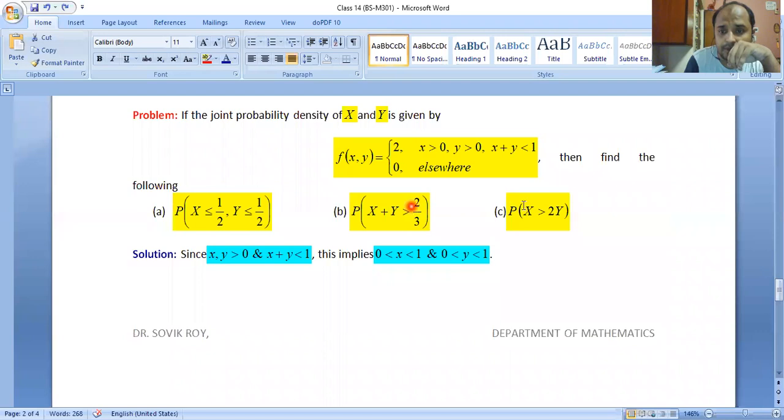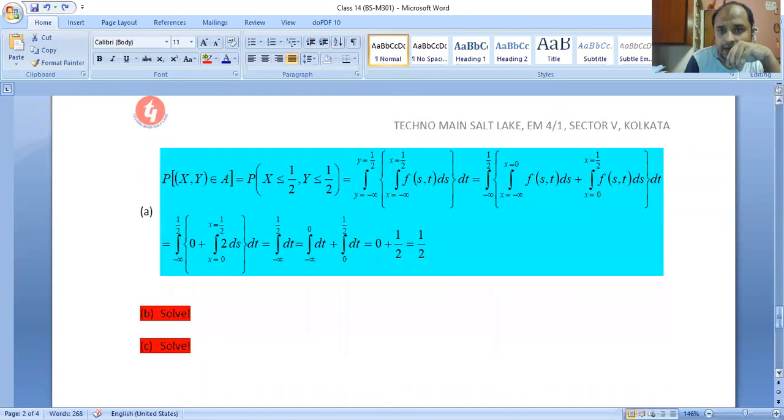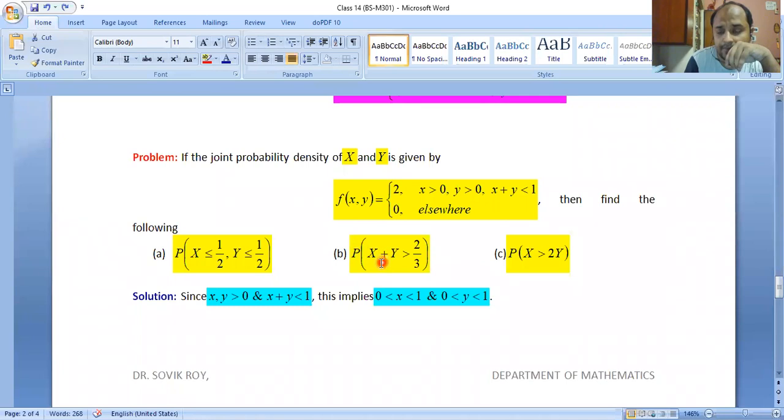The remaining 2 problems have been kept for your practice. Try to solve the remaining 2 problems by yourself. Probability that X plus Y is greater than 2 by 3, and probability that X is greater than 2Y. Try to solve these 2 problems. This is your homework today.